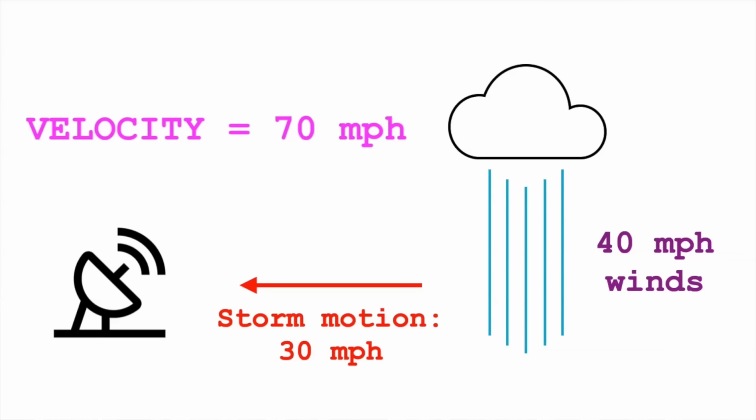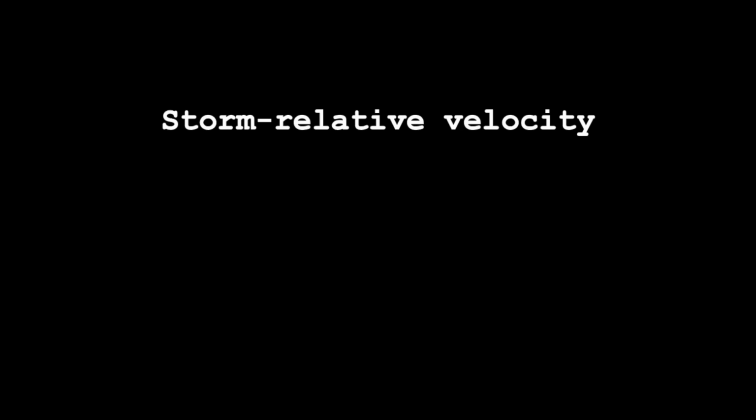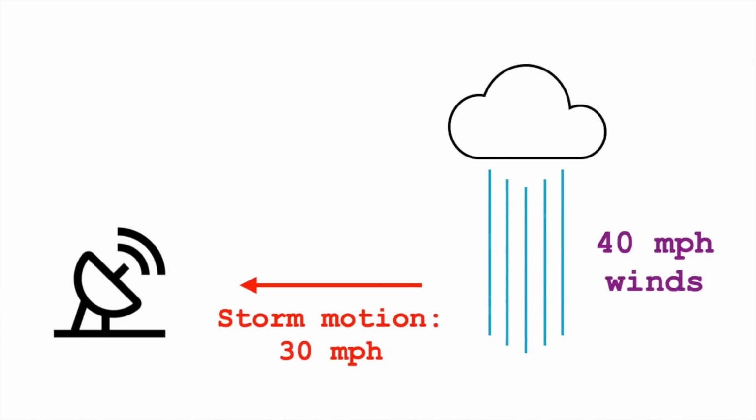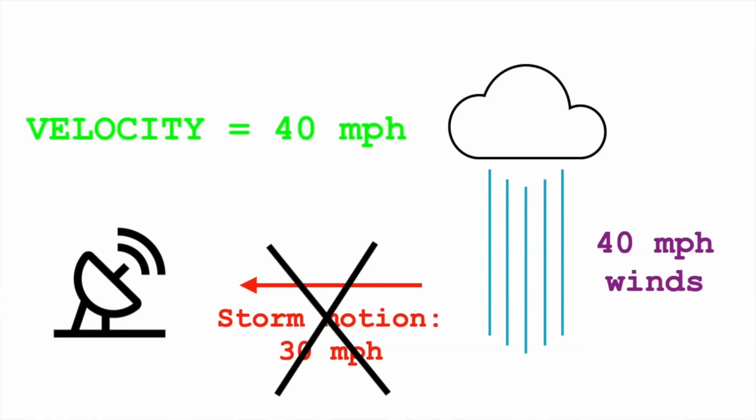This can mask rotational signatures like TVSs, making them difficult to analyze properly. To combat this, we can use a product called storm relative velocity. This is just like the base velocity product, only with storm motion subtracted out. So, in our example of a target moving at 40 miles per hour within a storm moving directly at the radar at 30 miles per hour, the storm relative velocity product would estimate that target's velocity to be a more accurate 40 miles per hour because storm motion has been subtracted out.